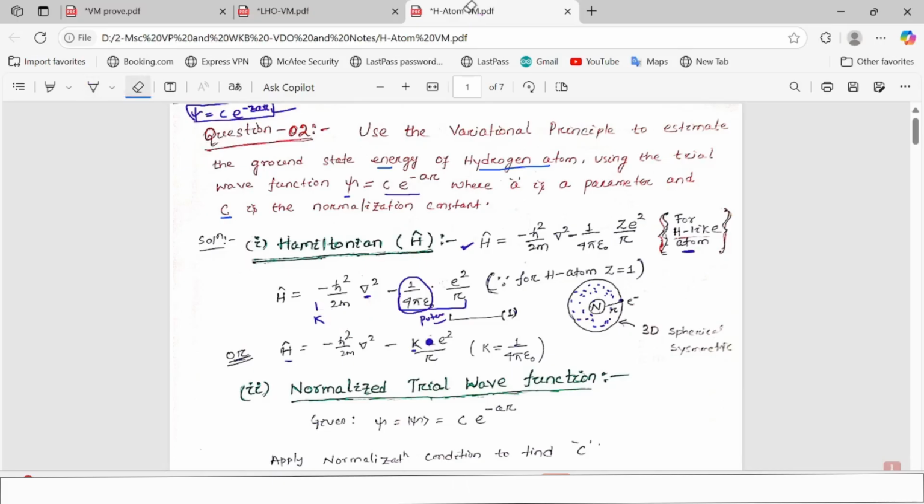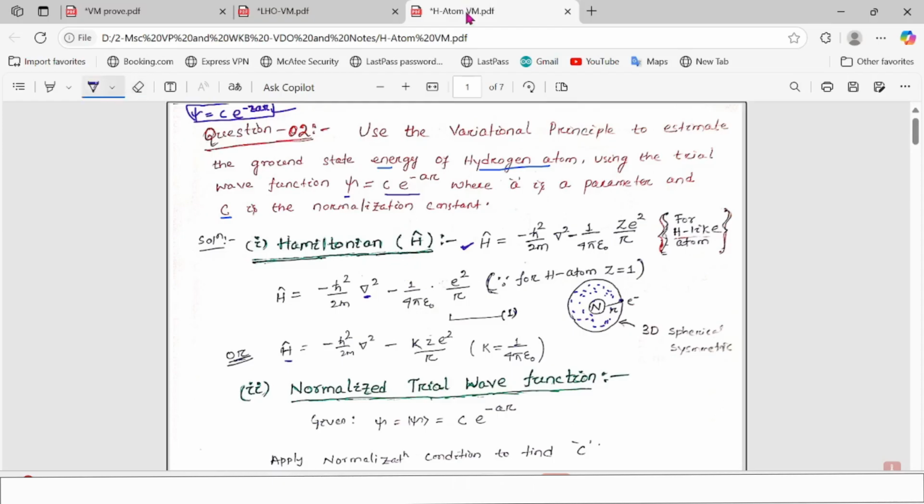So this is the Hamiltonian of the hydrogen atom, which we have written as equation number 1. Why is it minus? Because both are attractive. The Z nucleus and the electron attract each other, so obviously the potential energy will be written in the form of negative.